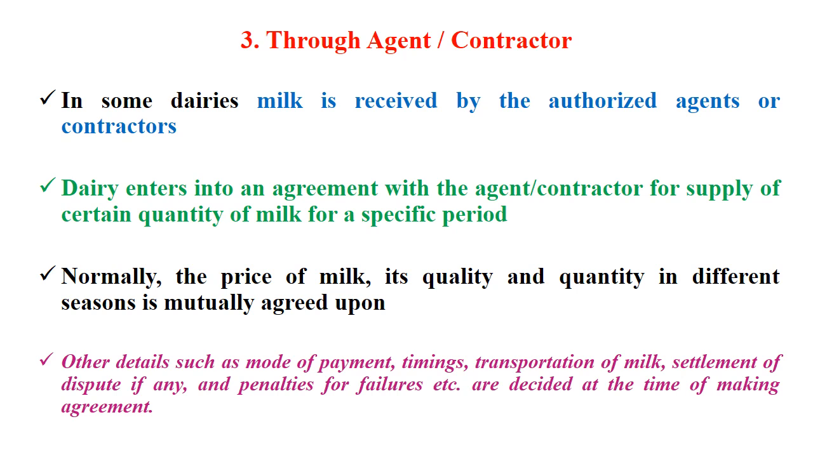There is a price of milk, its quality and quantity in different seasons mutually agreed upon. So there is a standard agreement which both the parties follow. But other details such as payment, timing, transportation of milk, settlement of dispute if any, and penalties for failure, etc. are decided at the time of making the agreement. So this is somewhat a better method with some transparency and some authenticity.